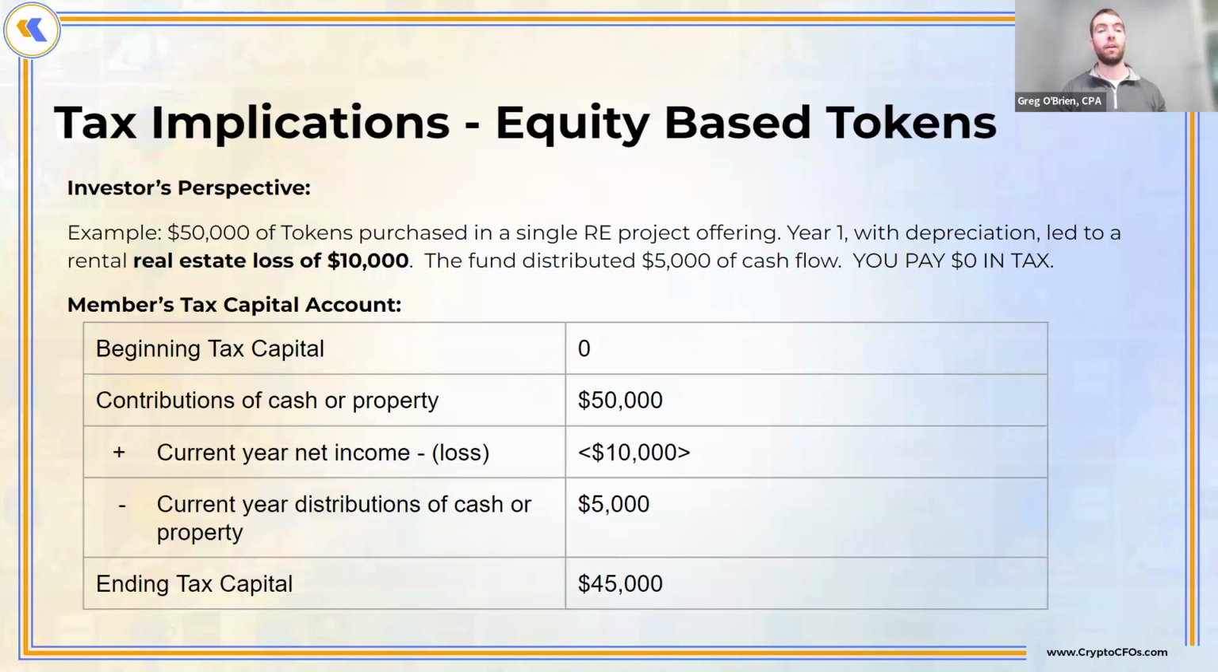You're going to receive something on your tax form from your accountant that looks like this: beginning tax capital, nothing. I bought in through the token offering, $50,000. We lost $10,000 because of our best friend depreciation this year, right? We didn't really lose $10,000. The government helped us lose $10,000, and then we were distributed $5,000 of cash as well. So then we're going to have, actually there's a math error there, that should say $35,000. So then we're going to have an ending tax capital account. So you always have to maintain your capital account. It will be on your tax forms, but you need to maintain it on your own as well. Oftentimes people switch accountants, they switch tax software, they lose this. So it's very, very important down the line.